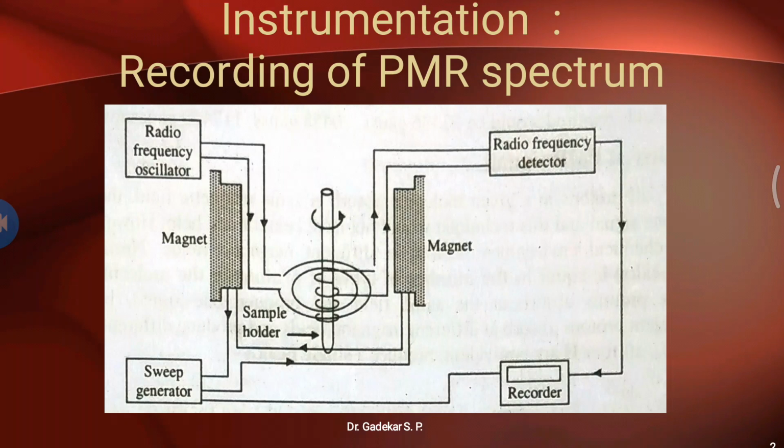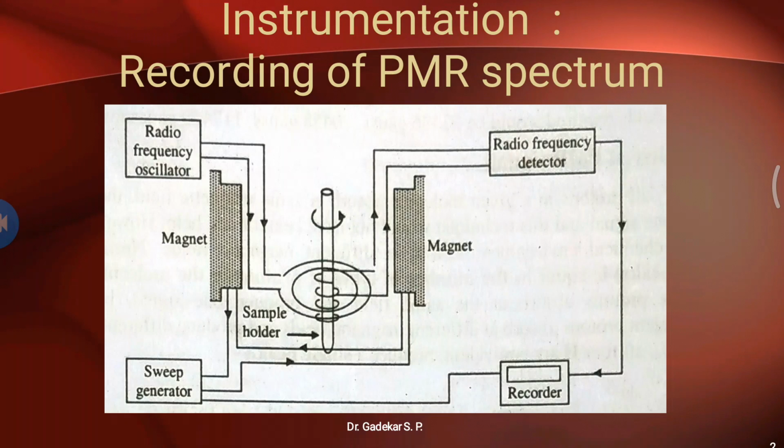First we discuss the magnet. A powerful electromagnet produces a magnetic field of about 14,000 Gauss. This magnetic field is essential because chemical shift is proportional to the applied field. There are different types of magnet we use.